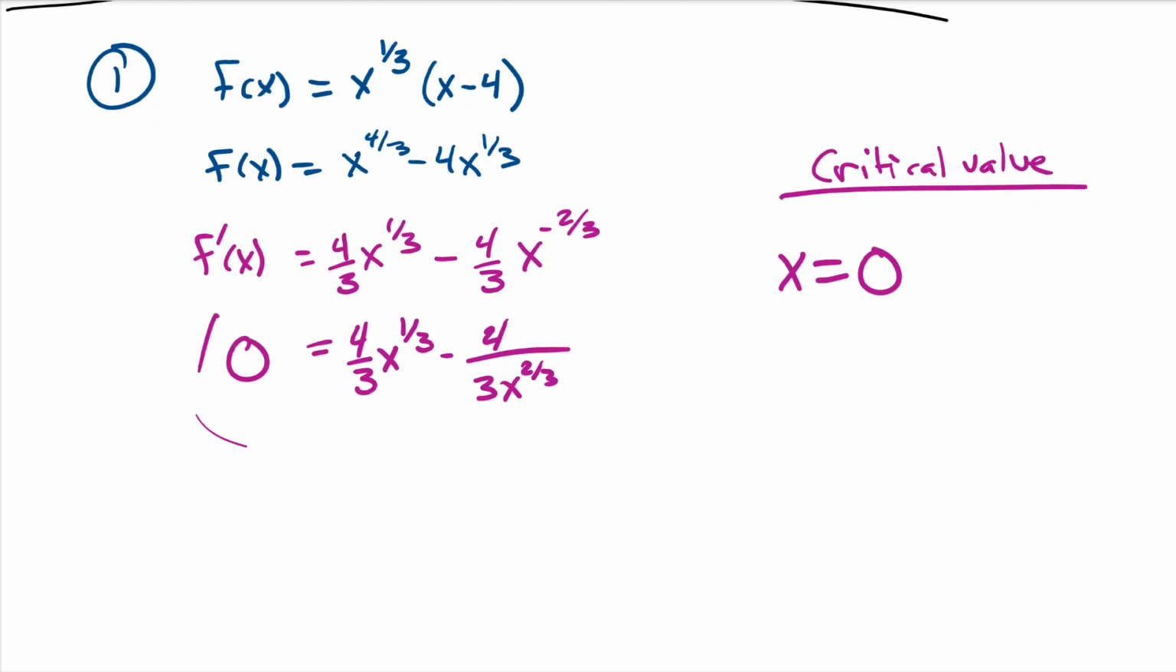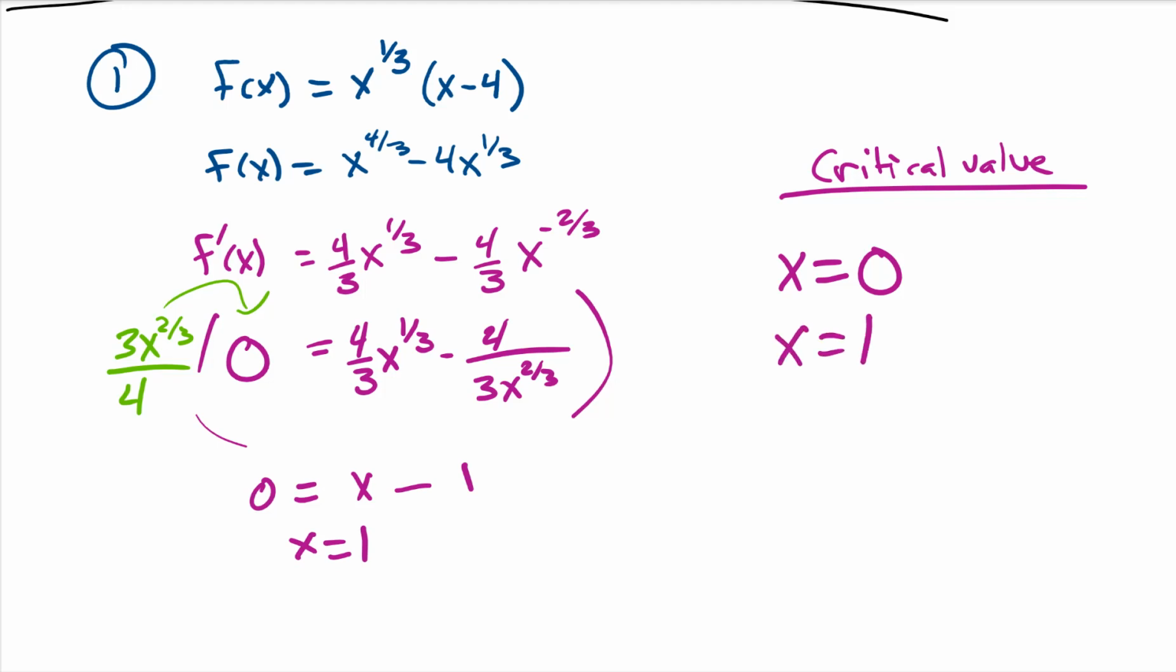So let's multiply everything by the reciprocal of something. Let's multiply by 3x to the 2/3 power over 4, the reciprocal of this. So we bring that in and we get 0 on one side, and then we cancel out our 3's and our 4's, and x to the 2/3 over x to the 1/3 is just x. The 4's are exactly what we wrote in there, that's just 1, and so x equals 1. We found x equals 0 and x equals 1 as our two critical values.